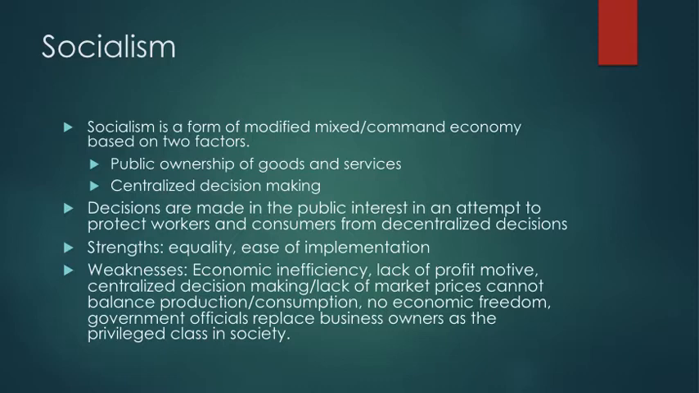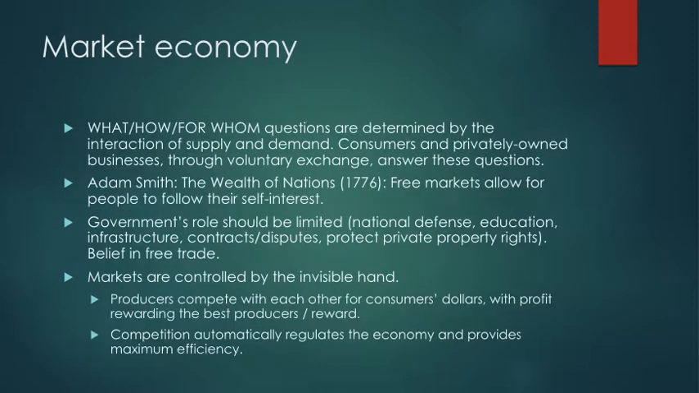And so socialism's real struggle is that it does not balance production and consumption because there are no market prices. And because of that, there are lots of shortages, and also the consumer's needs are often not met because they're clouded by the biases of the planners, as well as the planners' inability to forecast what each individual family or each individual needs. In a market economy, the interaction of supply and demand answers the questions of what to produce, how to produce, and for whom to produce.